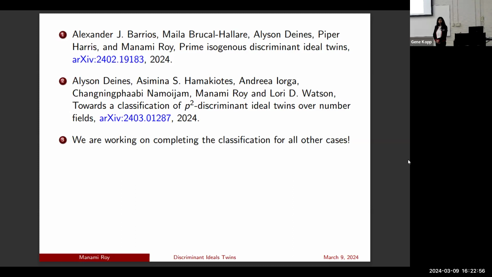Question: fields which are not Q? Yes, we have. In this paper for the p-isogenous case, we not only do it over Q, but we also do it over Q adjoin i and Q adjoin a third root of unity. So there are some examples. There is an example section where we give a complete list for those fields as well.